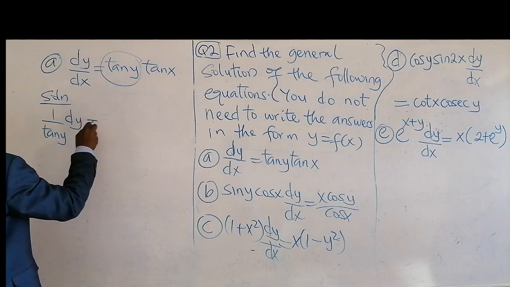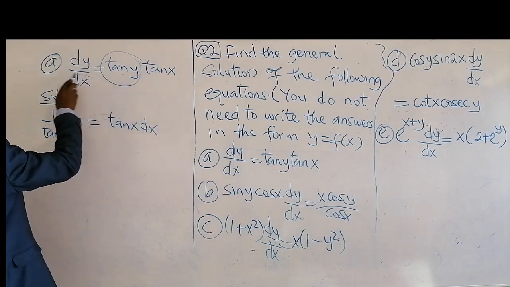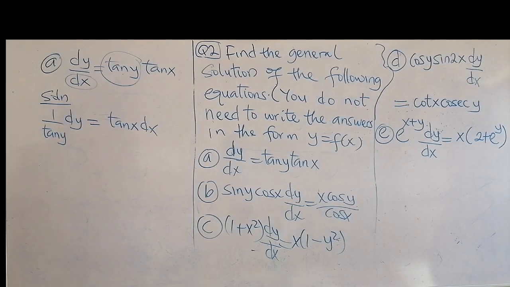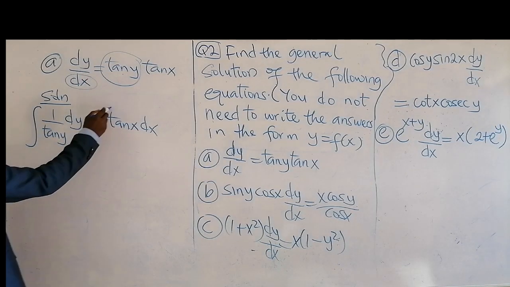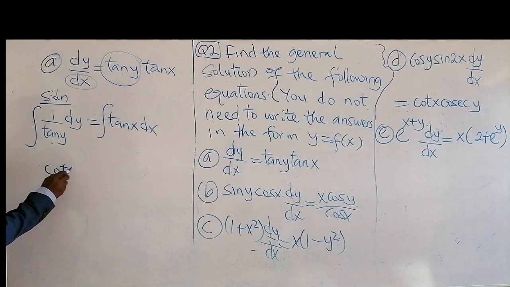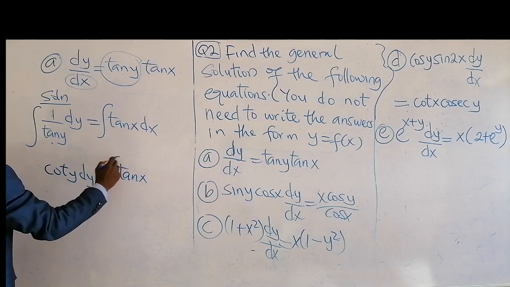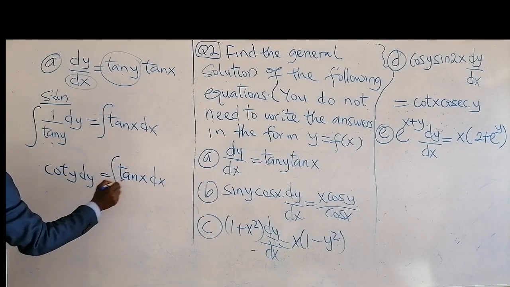dy equal to tan x dx. Remove this one from here, and also remove this one from that place. Then you can integrate both sides of the equation. So, 1 over tan y, that's cot y dy, equal to the integral of tan x dx.